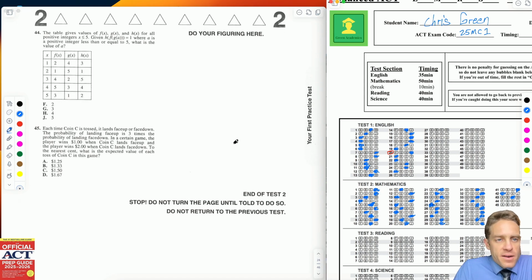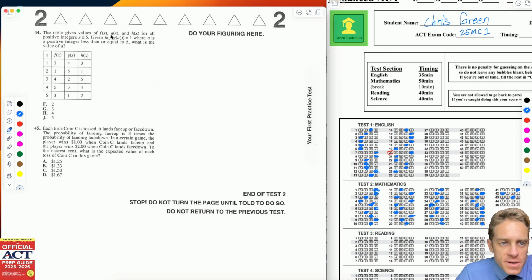The table gives values of f of x, g of x, and h of x for all positive integers x less than or equal to 5. Given h of f of g of a equals 1, where a is a positive integer less than or equal to 5, what is the value of a? So this is a triple nested function. I'm going to work my way out. I guess you could say work your way in from the outside.